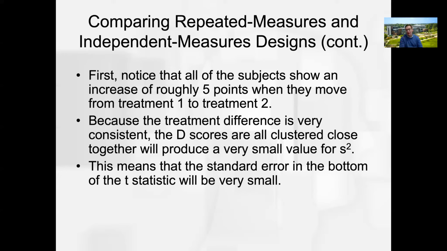Because these individual differences are removed, the D-scores are usually much less variable than the original scores. And again, a smaller variance will produce a smaller standard error, which will increase the likelihood of a significant t statistic. The smaller the denominator, even if you keep that numerator constant, the bigger that t statistic will be.